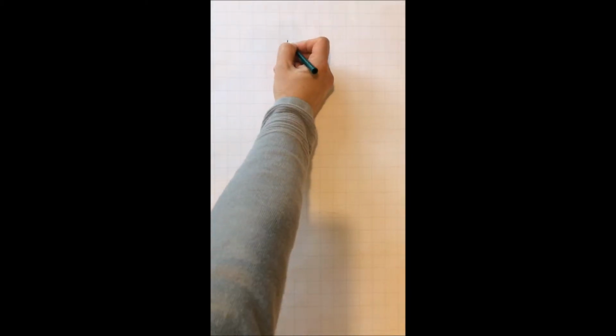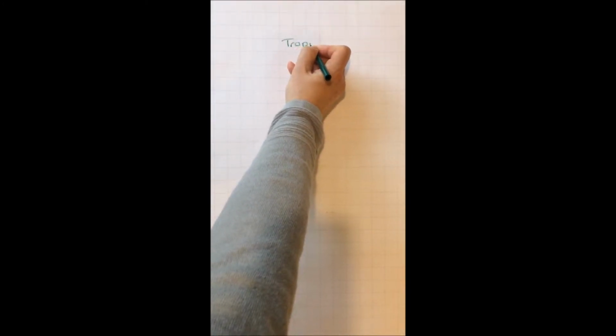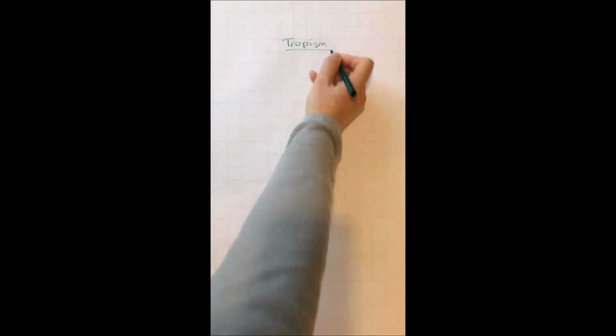So plants are able to respond to their environment, so respond to a stimulus in the environment, the same as animals do with their nervous system and their endocrine hormonal system. Plants can also do that. So they have plant hormones that allow them to do that. And a plant response is referred to as a tropism. So that's the plant responding to a stimulus in the environment.